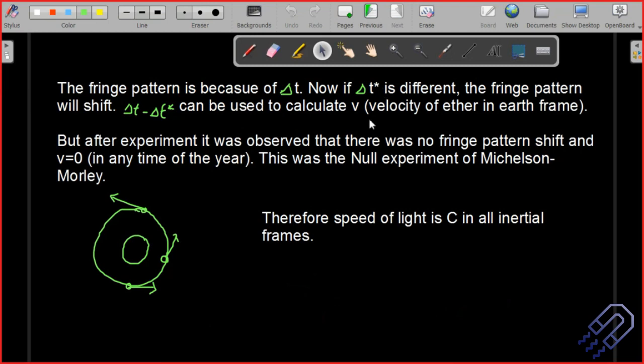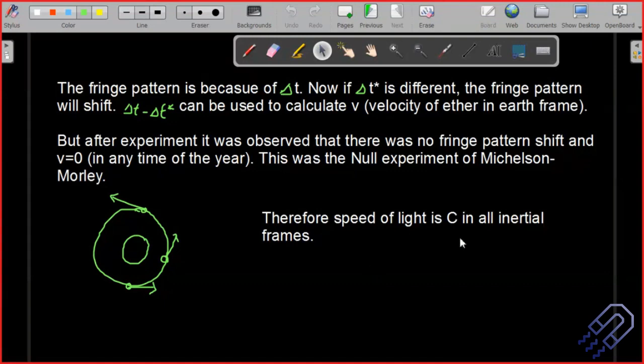That means the result for V was coming out to be 0. Now this experiment was conducted at different times of the year, so that the motion of the Earth may be in different directions, and every time it was seen that the velocity V came out to be 0. That means this Michelson-Morley experiment was a null experiment, getting no output. So this simply concluded that the speed of light will be C in any inertial frame that we are considering.